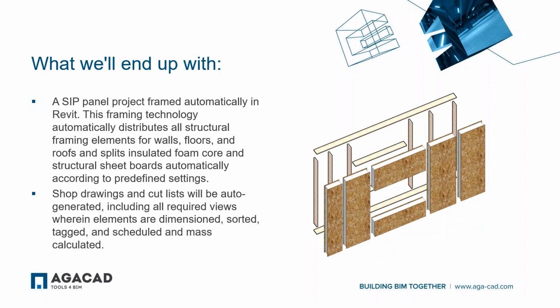This framing technology automatically distributes all structural framing elements for walls, floors, and roofs and splits insulated foam core and structural sheet boards automatically according to predefined settings. Shop drawings and cut lists will be automatically generated, including all required views where elements are dimensioned, sorted, tagged, and scheduled, and also mass is calculated.